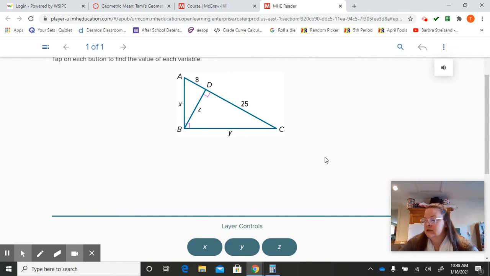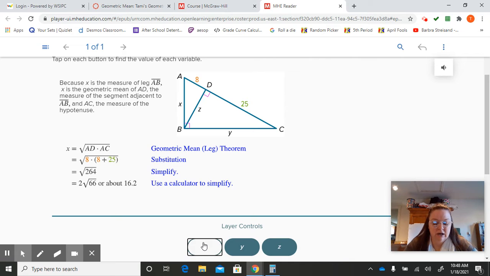So what we're looking at is a few different proportions here. And remember, this is all based off of that geometric mean. Y is the hypotenuse of this triangle right here, right? Z is the short side of the medium triangle, and it's the long side of the small triangle. X is the hypotenuse of the little triangle. It is the short side of the big triangle.